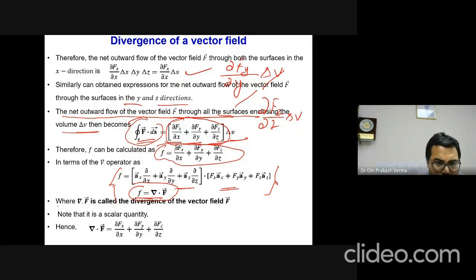Now, del dot F is nothing but the divergence of a vector field. If you want to calculate the outward flow from any point P that is enclosed by the volume delta V, then you calculate the divergence. It is nothing but a scalar quantity. You can see this is a scalar quantity.